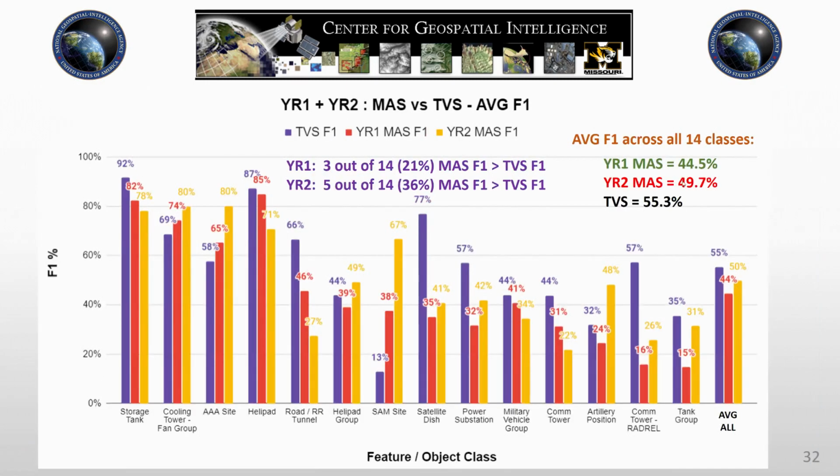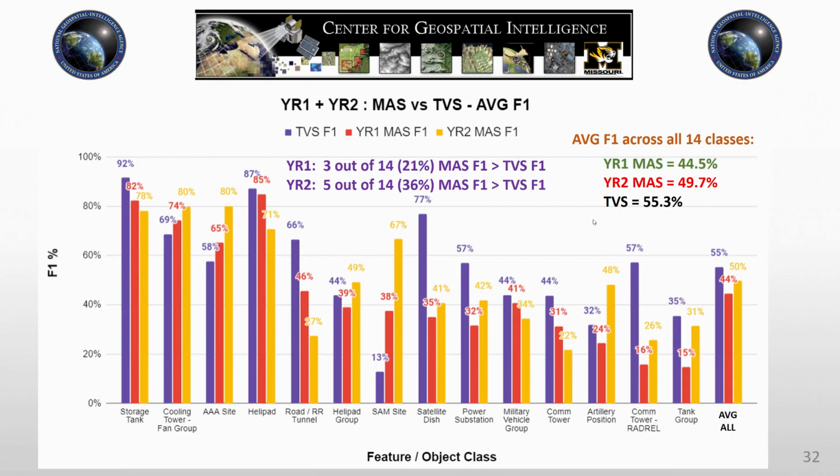And this is kind of the money chart right here. This is looking at everything in terms of the F1. So we have the traditional visual search F1 scores, the year 1 machine-assisted search F1 scores, and the year 2 machine-assisted search F1 scores. And so overall, comparing just the F1, using that as our primary metric, in year 2, 5 out of the 14 feature and object classes, or about a third, had a better machine-assisted search F1 score compared to the traditional visual search F1 score.